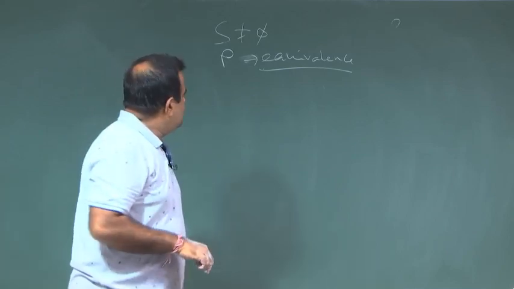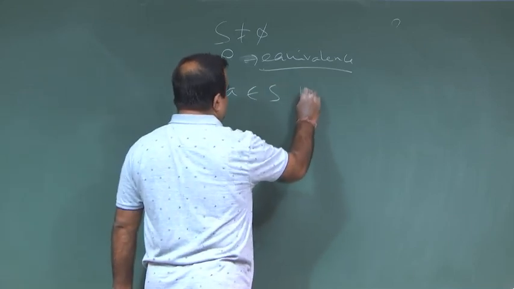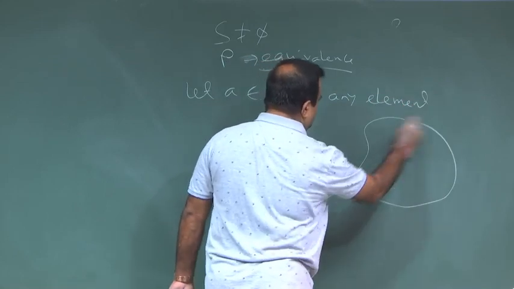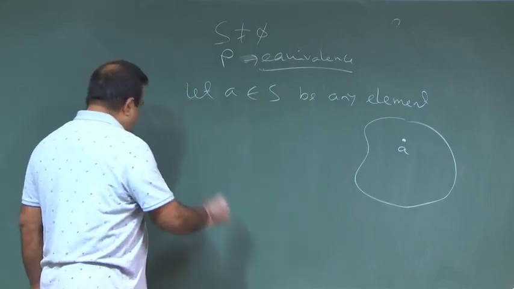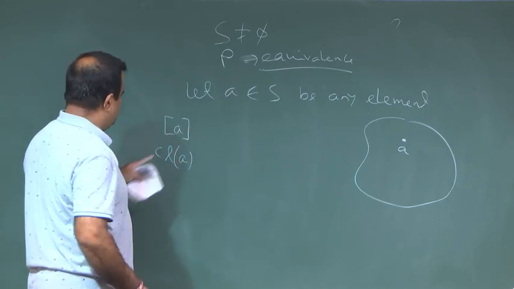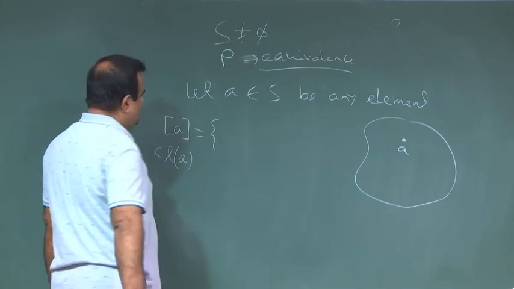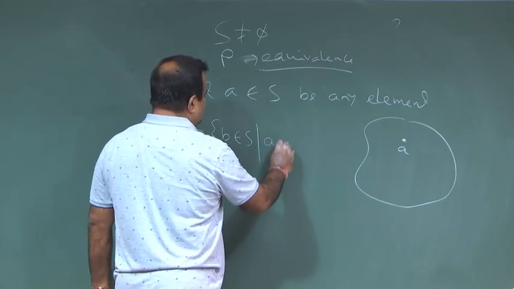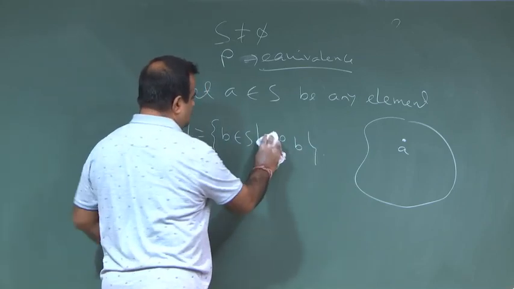So, now we define equivalence classes. Let a be any element. We take an element a from S. Now, we define the class. We can write it this way or this way, any one of these, class of a. This is the set of all b from S such that a is related with b. That means (a, b) belongs to rho, and this is an equivalence.